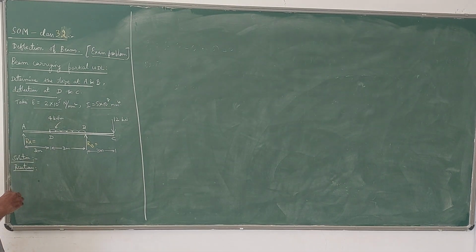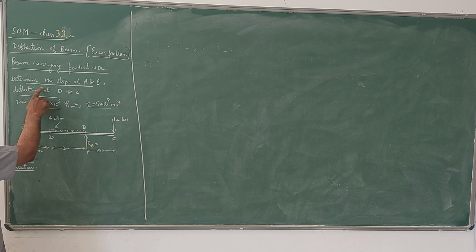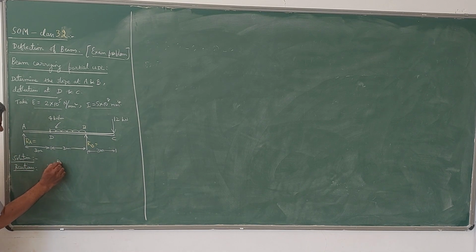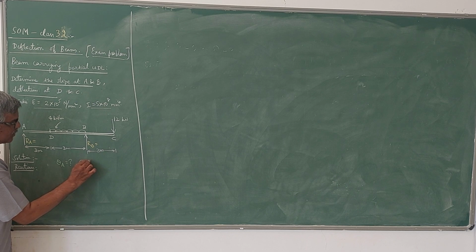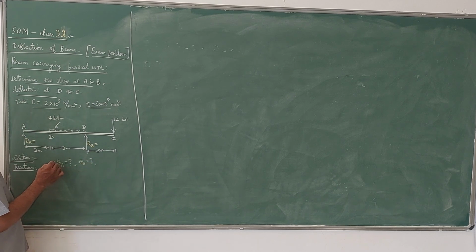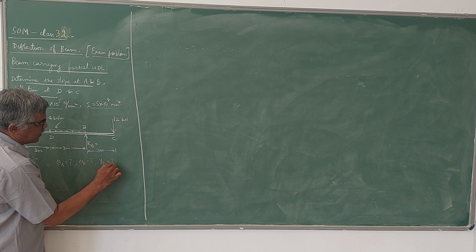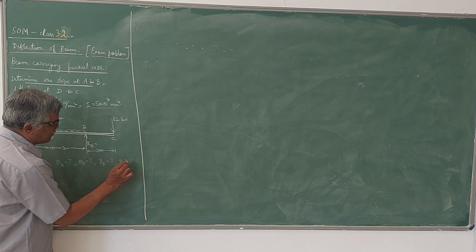The question here is we have to find out the slope at A and B. That means we need to find theta A. Slope at A is theta A. Slope at B is theta B. Then deflection at D and C. So deflection at D I will take as YD. Deflection at C as YC.